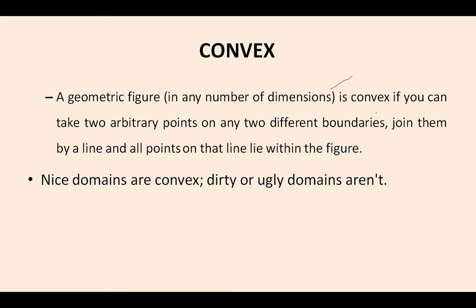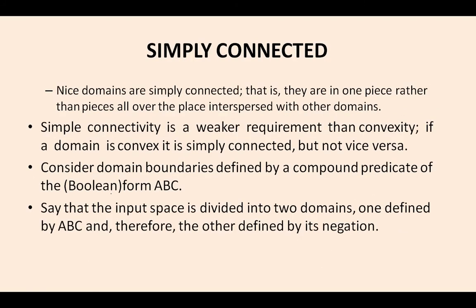See, nice domains are convex, whereas dirty domains are not convex. Dirty domains will look like this: some line here, some line here, some line here. Whenever you join these, it forms a zigzag manner, but not a straight line. So this is an example of ugly domains. These are the examples of ugly domains, and these are the examples of nice domains being convex. Okay. Next, simply connected.